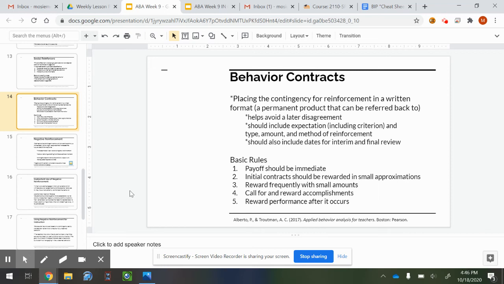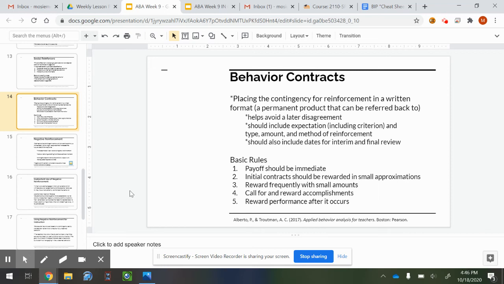Reward frequently with small amounts. So, again, if we're rewarding more frequently, we want to make sure that those are small rewards. We don't want to give a student a king size candy bar, 3 times a day, whether it's with a behavior contract or any other type of reinforcement. If we're rewarding frequently, we need to do that in small amounts.